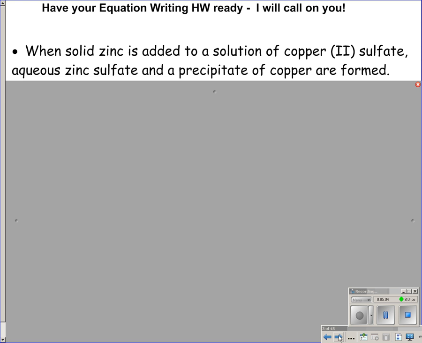Okay, so this is the first equation. We're going to go through the first 5 right now. You know how to read chemical equations, yes? Or would they read the words and write a chemical equation?